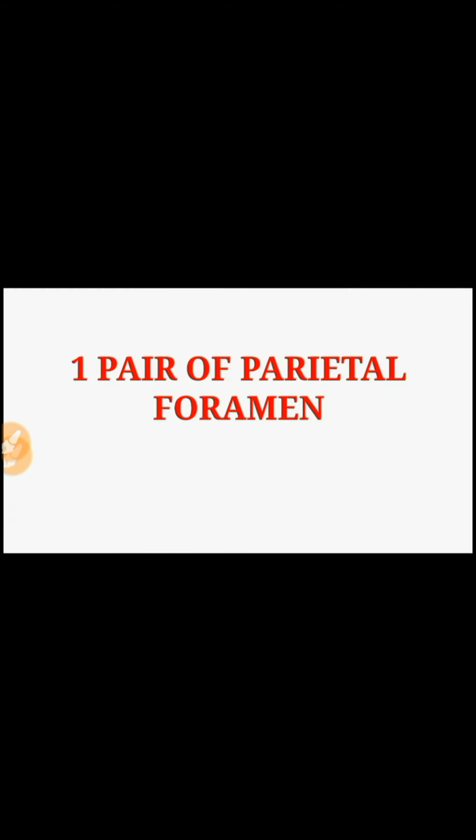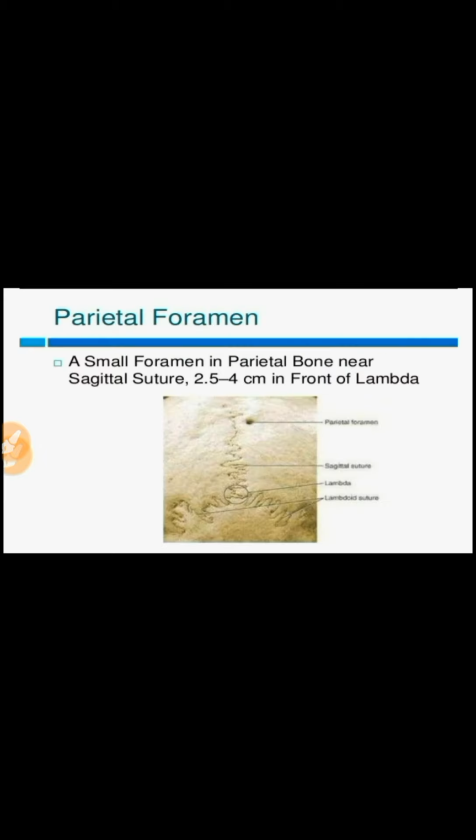And you also see one pair of parietal foramina on either side of the sagittal suture, just 2.5 to 4 centimeter in front of lambda. You can see there, in front of lambda point on either side of the sagittal suture, in the parietal bones, you are seeing foramina which transmit emissary veins. Emissary veins are wall-less veins which connect intracranial veins with the extracranial veins. Here you can see that pair of parietal foramina, one pair.